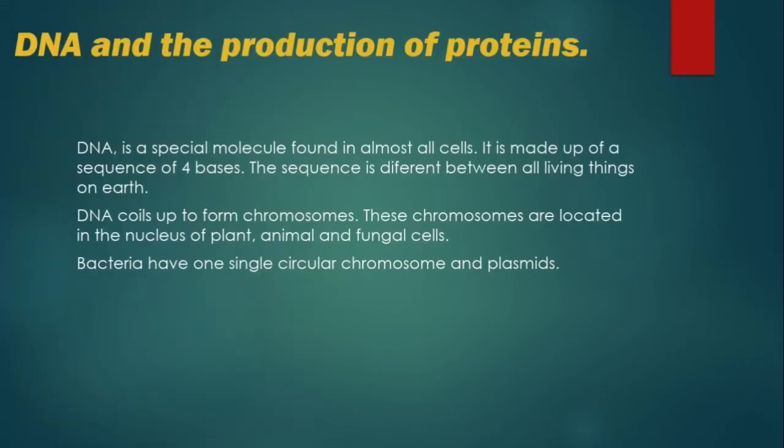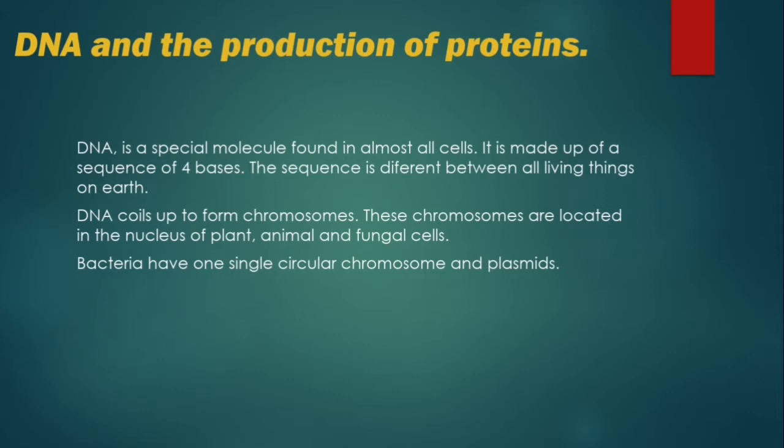DNA and the production of proteins then. DNA is a special molecule that is found in practically almost every cell. It is made up of a sequence of 4 bases. This sequence is different between all living things on Earth. So my family, we all have different DNA. We all have a separate genetic code.